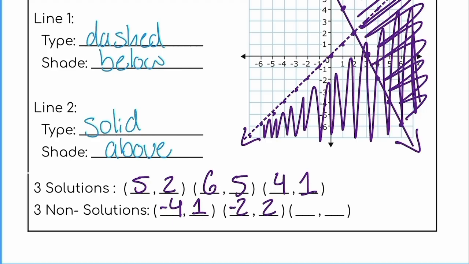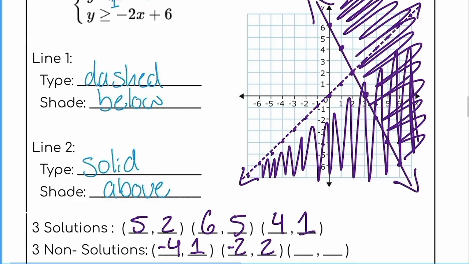Can somebody give me an ordered pair of one that is a solution to one of the lines but not in the double shaded area? 2, -4. We're going to go to the right 2 and down 2, 3, 4. Does that look like a solution in the double shaded area?